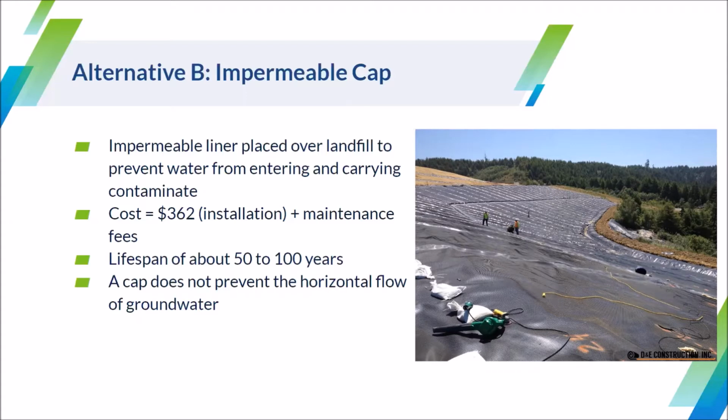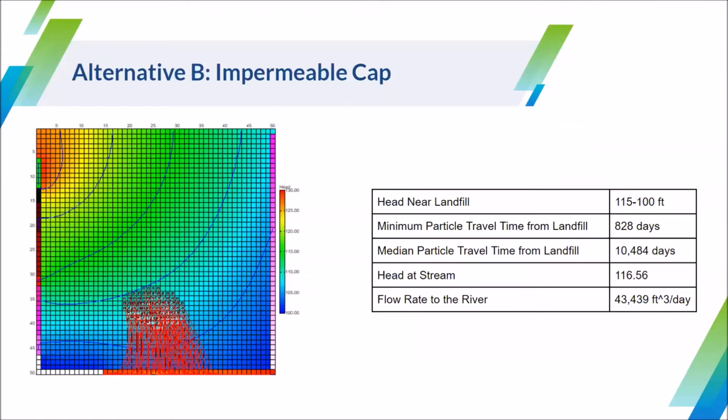Alternative B differs from A in the next slide, so that the Groundwater Vistas model in the landfill has a recharge value of 0 to simulate the impermeable cap's influence on the movement of water. The flow rate to the stream is lower and the particle travel time is longer, which is positive for both cases as it means less leachate is reaching the stream and at a slower rate.